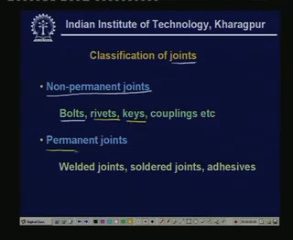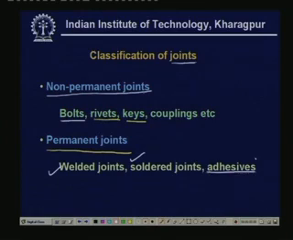Permanent joints, on the other hand, are those joints such that the two components which are joined cannot be dismantled without damaging one or both of them. So this is permanent, as the name suggests. There are various examples. One is the welded joint. All of you know what welding is. Then there are soldered joints or brazed joints.